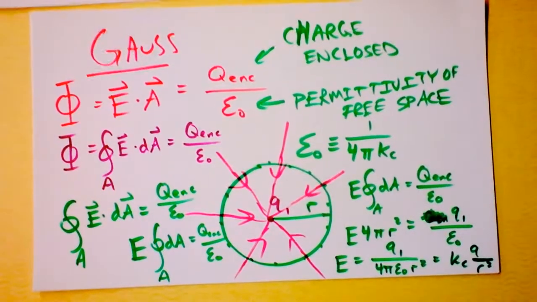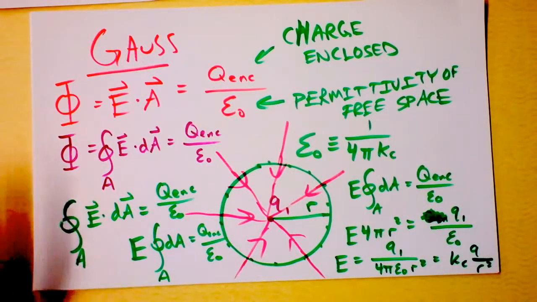You ever seen that before? I think that you have. You have seen the electric field of a point charge, and that's what it is. Notice this epsilon naught and kc thing, and the 4 pi's jump around all over the place.